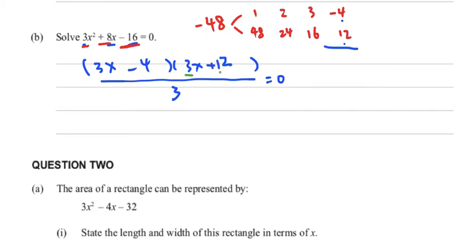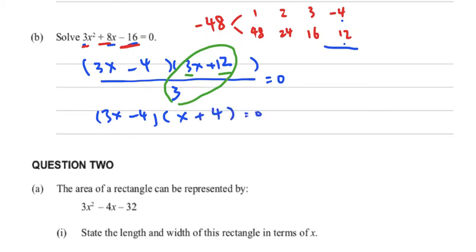We can see both 3 and 12 are multiples of 3. So hence we can simplify that if you want to. And 3x minus 4 and times 3x divided by 3, x, 12 divided by 3, 4. That whole thing equals 0. Hence we have 2 solutions, either 3x minus 4 equals 0 or x plus 4 equals 0, because 0 times anything equals 0. So hence we have 2 solutions over here. The first one gives you x equals 4 over 3. The second one gives you x equals negative 4.